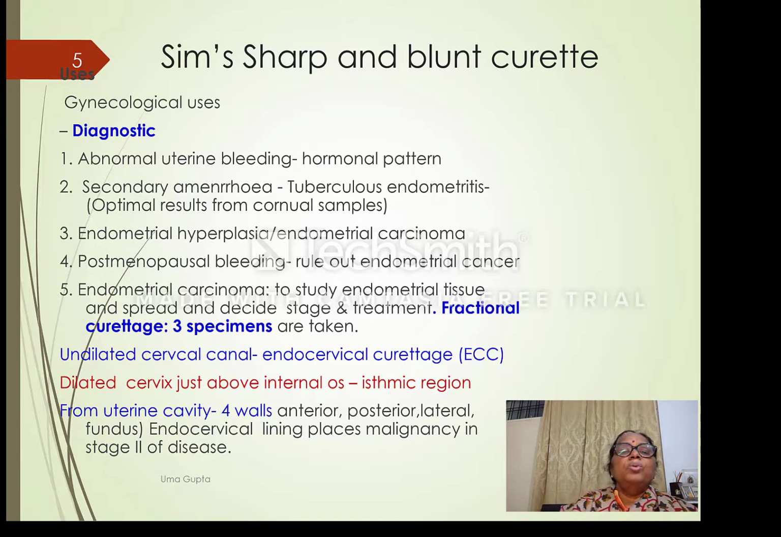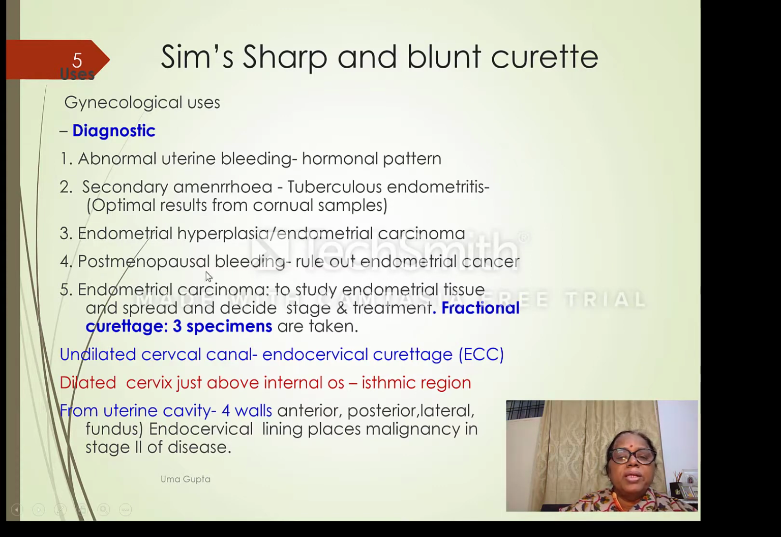Diagnostic to determine the pattern of the endometrium in cases of abnormal uterine bleeding. In secondary amenorrhea, specially to diagnose tuberculous endometritis, and here the sample is mostly taken from the cornu of the uterus. Endometrial hyperplasia or endometrial carcinoma in postmenopausal bleeding, specially to rule out endometrial cancer.